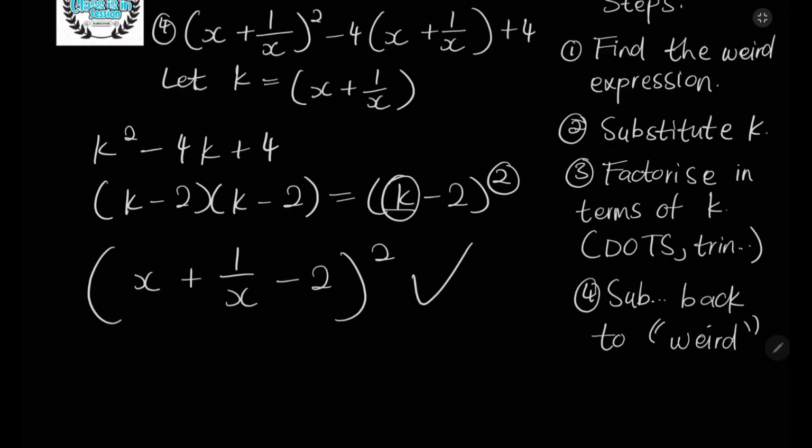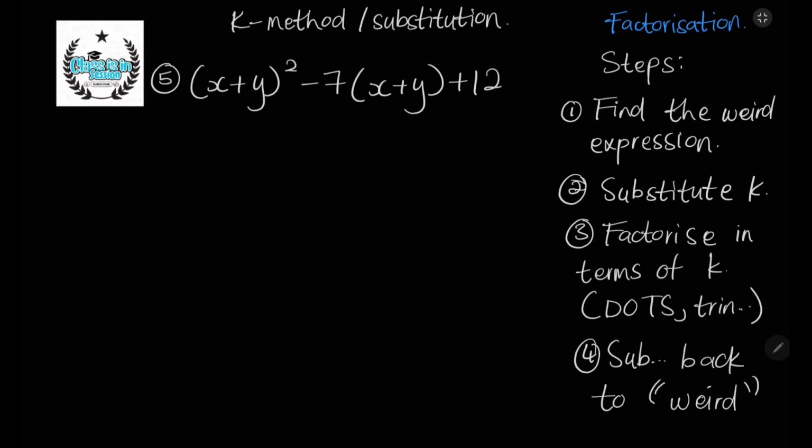Now let's move to the last example. Last example, you have x plus y, all squared, minus 7 times x plus y, plus 12. Let's find the weird expression, this part. So you can let k be x plus y. Step 2, substitute k. Okay, x plus y, replace it with k squared, minus 7, x plus y is k, plus 12.